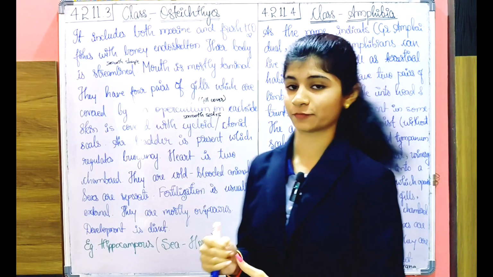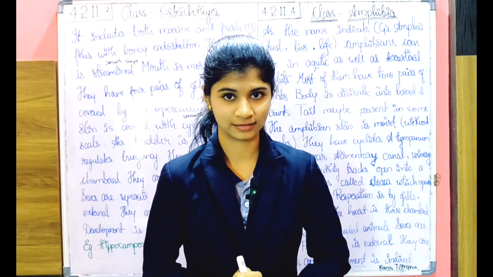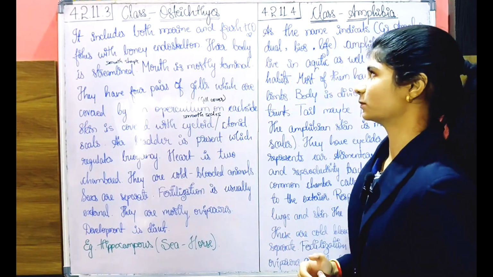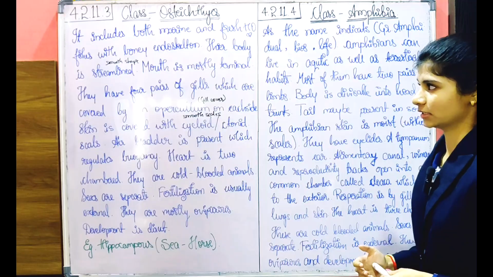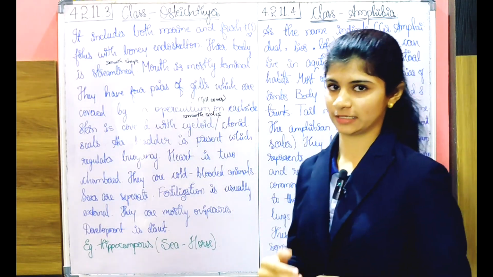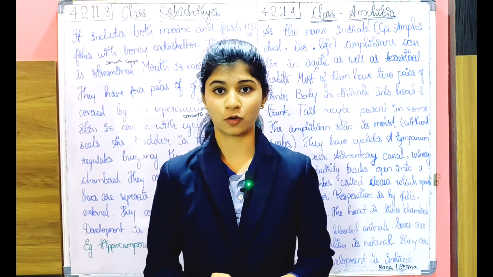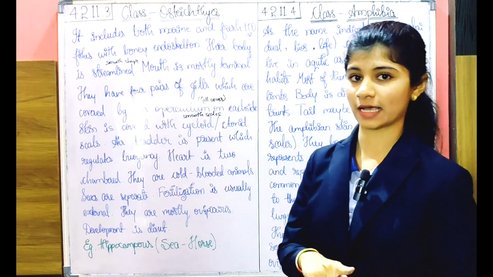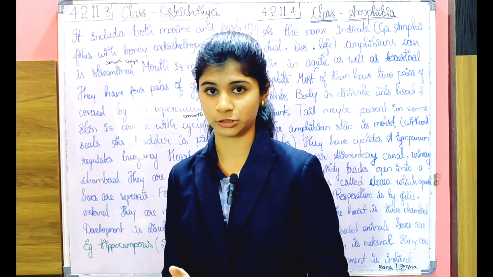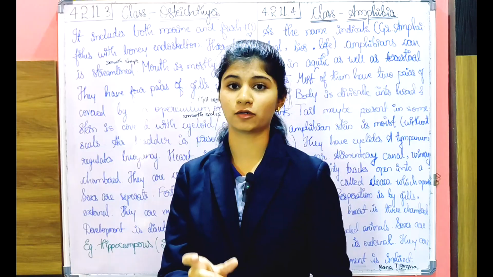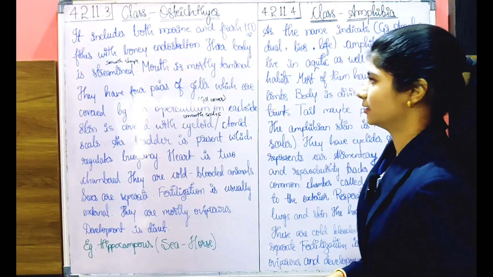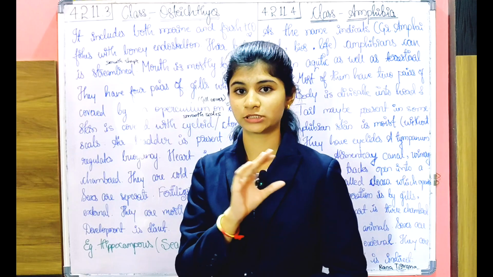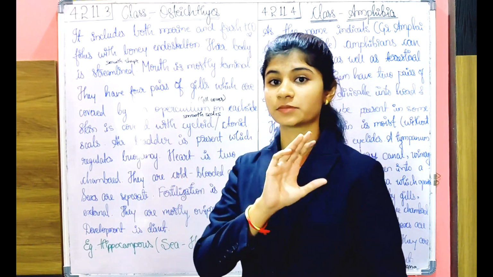So from exercise 4.2.11.3, this is a very interesting class. Let us start. It includes both marine and freshwater fishes with bony endoskeleton. Their body is streamlined. Now what is streamlined? The smooth shape. The body is of smooth shape.